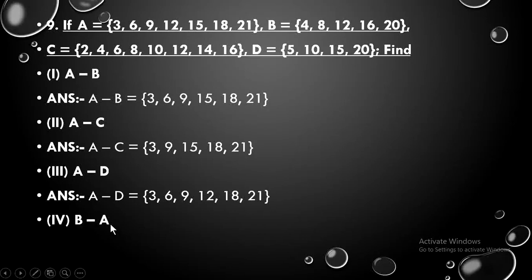Okay, now here B minus A is given, just the opposite of this one. Now you need to see whichever is the first element. You need to write the leftover elements of that set only. Whichever is the first set, you need to write the leftover elements of that set only.